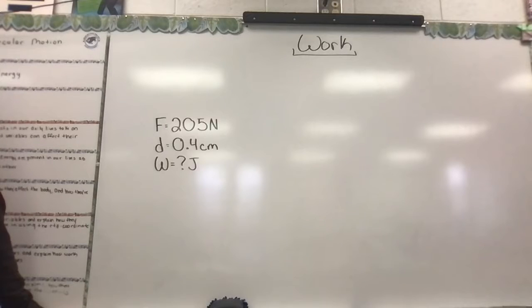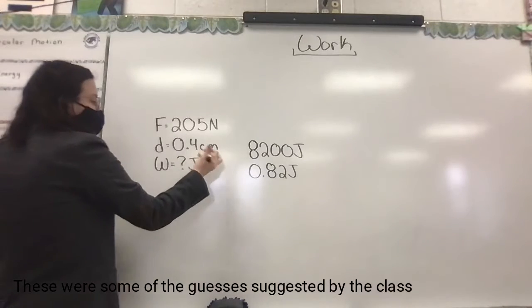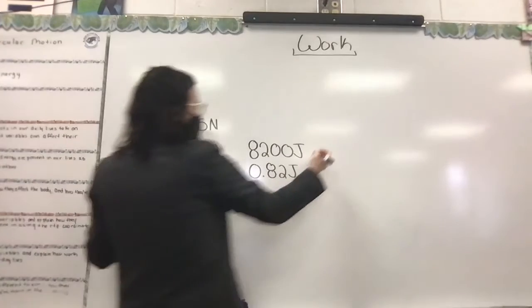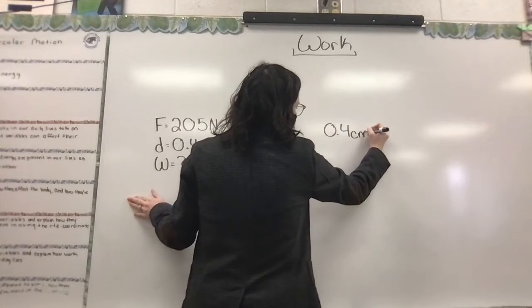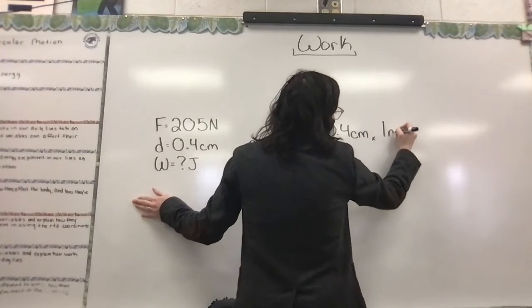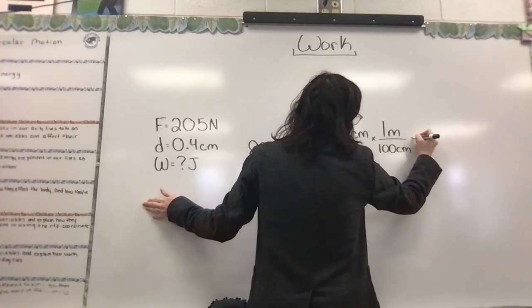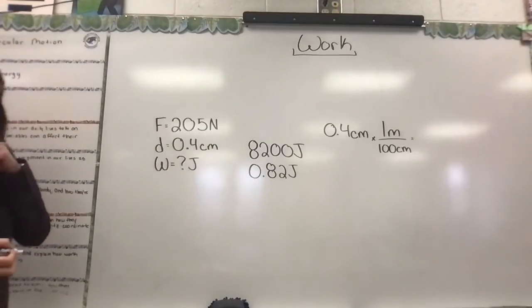Centi is 100, yes. There are 100 centimeters in a meter. Give it a go. We need to first and foremost convert this into meters. So we're going to take 0.4 centimeters, and in 1 meter, there's 100 centimeters, right? So what is the 0.4 centimeters in meters?